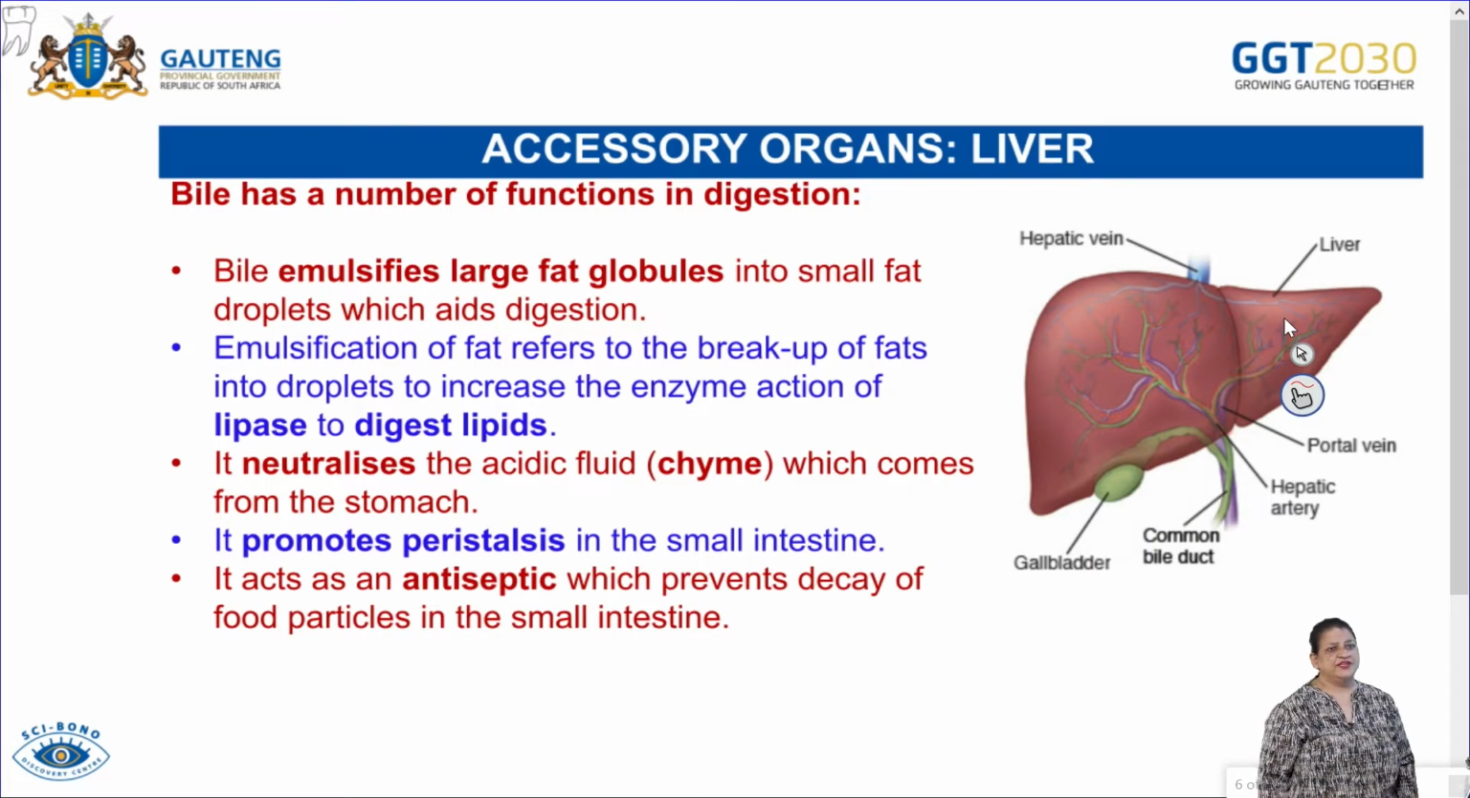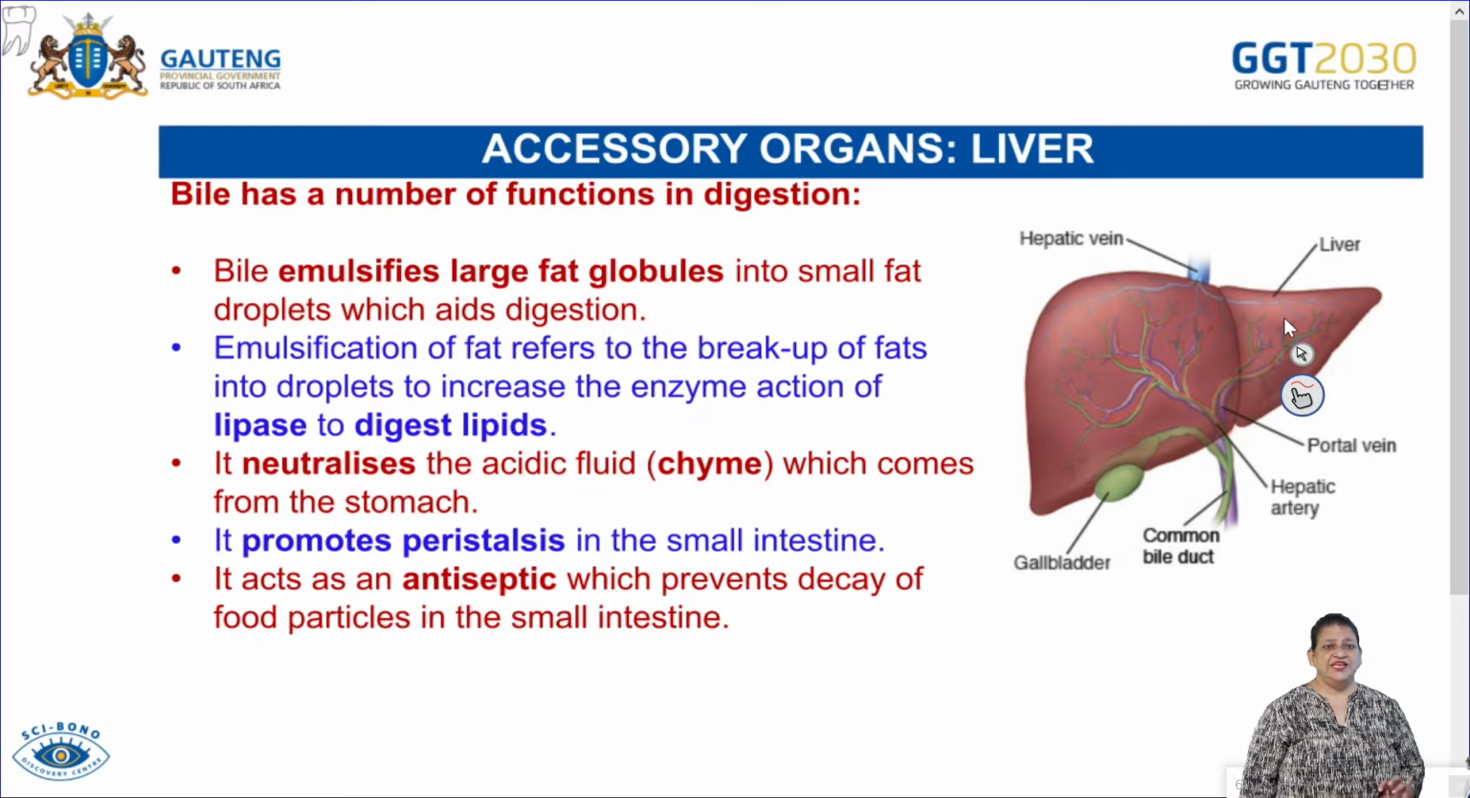Now here we have a little bit something more about the liver. Remember, now we're going to talk about the actual bile manufactured in the liver. What does bile do? What is bile? Why must the body produce bile? Bile is responsible for emulsifying large fat globules into small fat droplets, which aids in digestion.